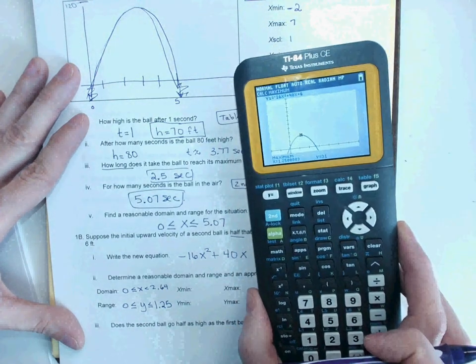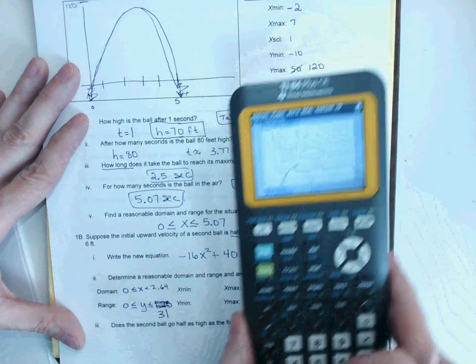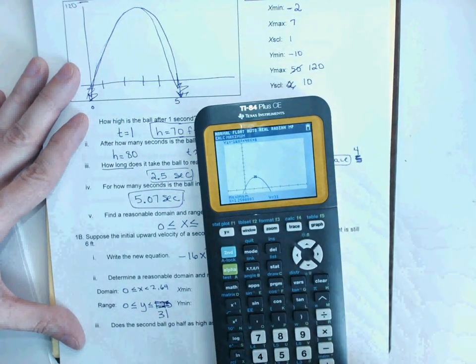Oh, that's seconds. 31 feet. Sorry, I was looking at X instead of Y. Y is 31.